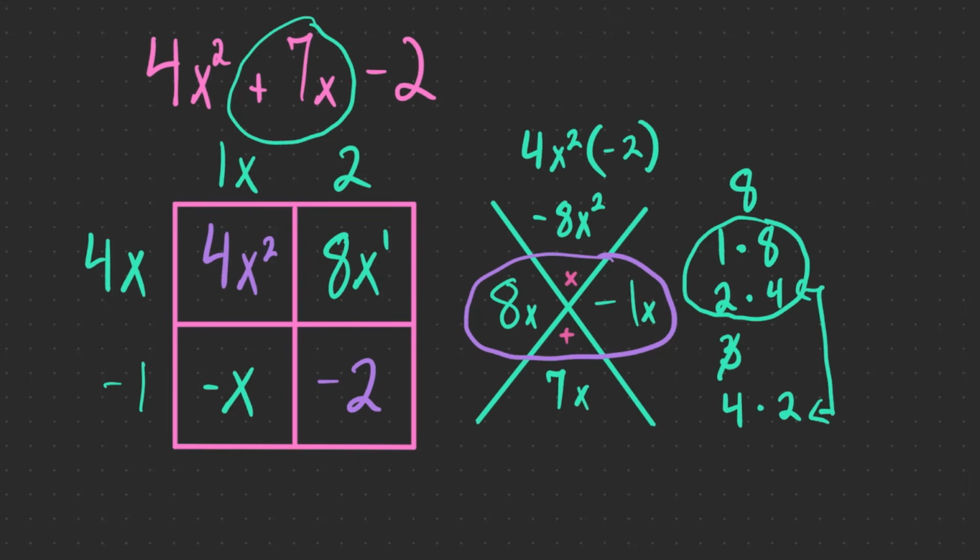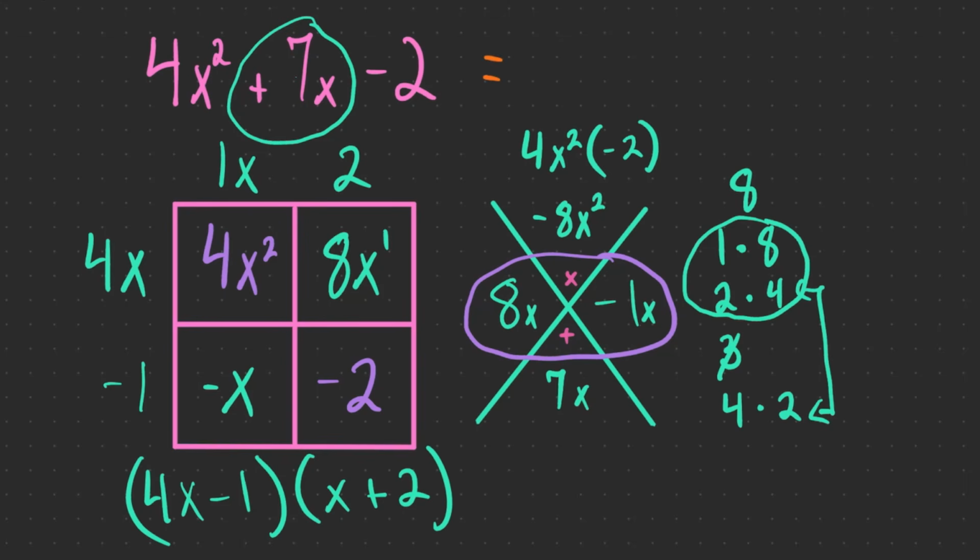And then lastly, I always like to check this. Negative 1 times 2, does it give me this number here? And it does. A negative times a positive gives me a negative here. So then that means that my factors are going to be 4x minus 1 and x plus 2. So this factored is going to be equal to 4x minus 1 times x plus 2.